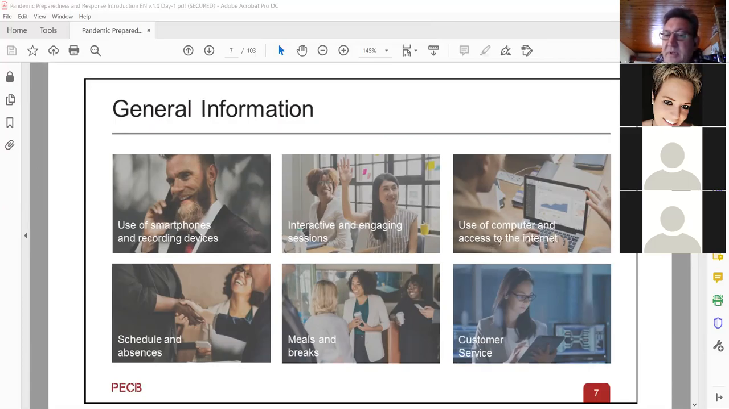Third thing, use of computers and access to internet. Make sure that your access to your internet is stable. If we don't have to use video, then we can switch it off. Even mine, I don't have a problem with that. The schedule and absences. If we are taking breaks, I want to see how far we can actually get within an hour or maybe an hour and a half.